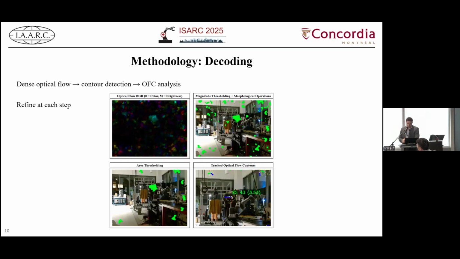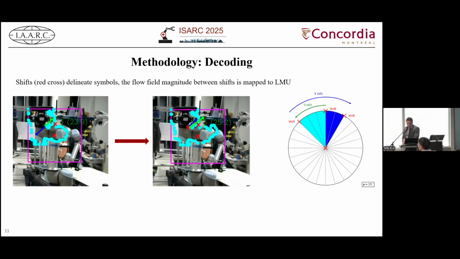The decoding part consists of optical flow, image pre-processing, and then some contour analysis on those optical flow vectors. And then we assign these to what I call optical flow contour, or OFC, objects. Let me go briefly back and talk about what an actual symbol is encoded as in this language.